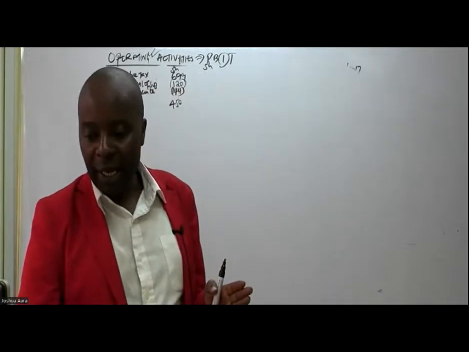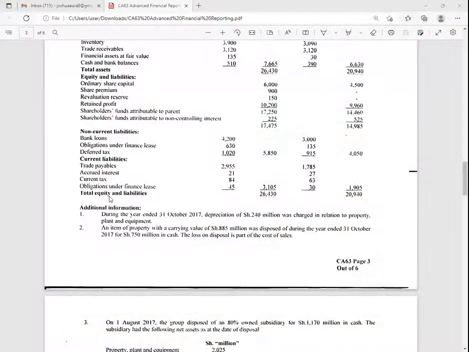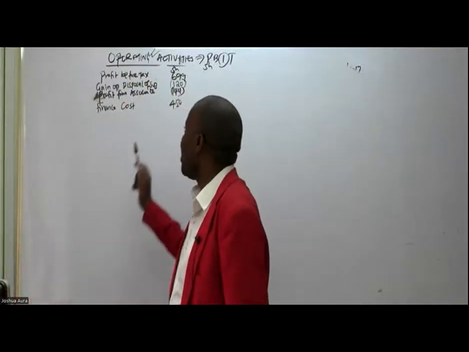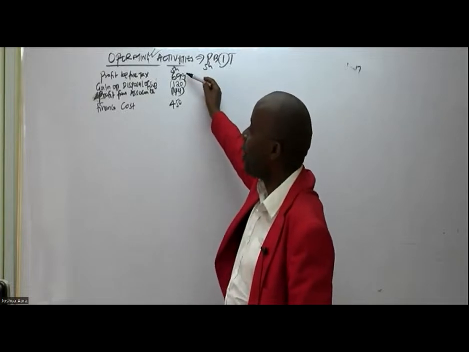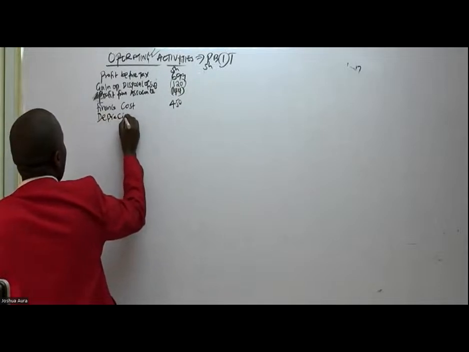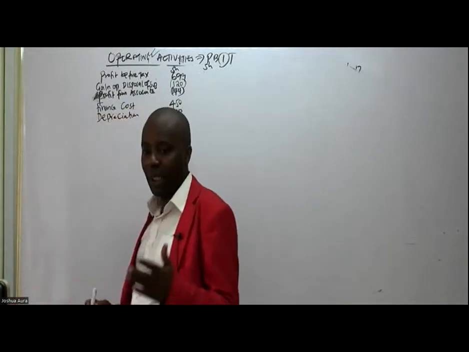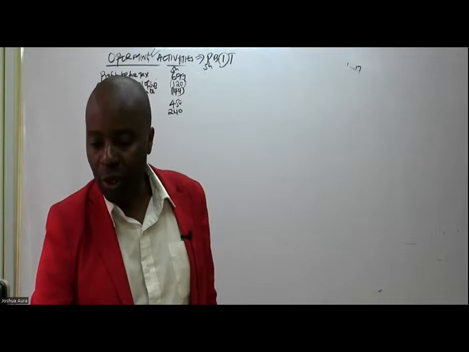right? Now, ladies and gentlemen, here we can track those things and we'll be able to get all of them very fast. So then what do we have here? We are told, note number one, during the year ended 31st October 2017, depreciation of 240 was charged in relation to property, plant, and equipment. So this depreciation of 240 must have been subtracted from here. So come here and give us the depreciation. So we have here the depreciation of 240. So I'm adding it back. Thank you so much. So please continue.